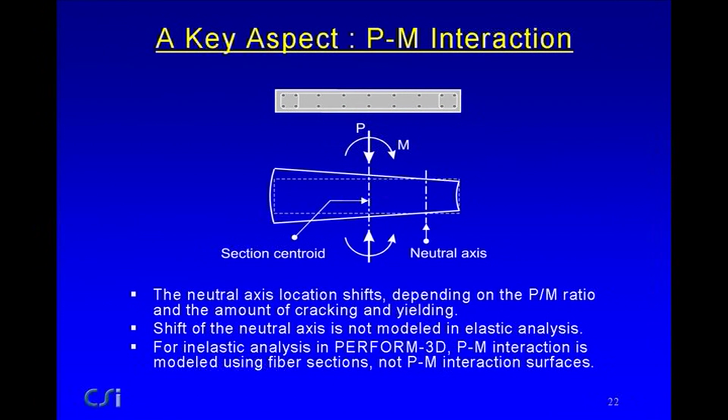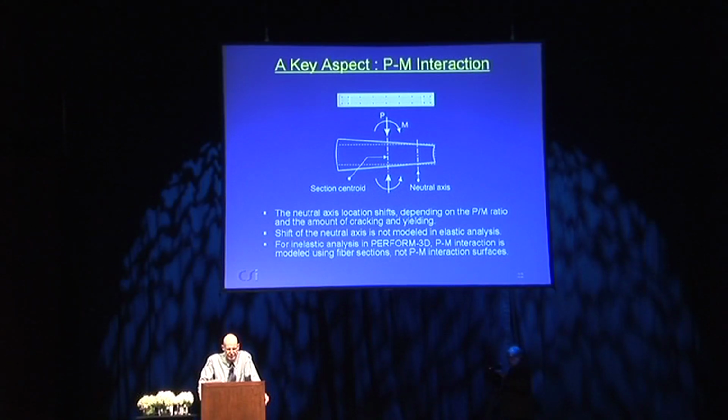So the neutral axis location shifts, and it depends on the P over M ratio and the amount of cracking and yielding and a bunch of other things. This shift is not modeled in elastic analysis. What we do in Perform 3D, we don't use an interaction surface, we use fiber cross-sections, because interaction surfaces and plasticity theory do not apply properly to reinforced concrete. It would be a big mistake, I think, to use them for walls, so we use a fiber section instead.